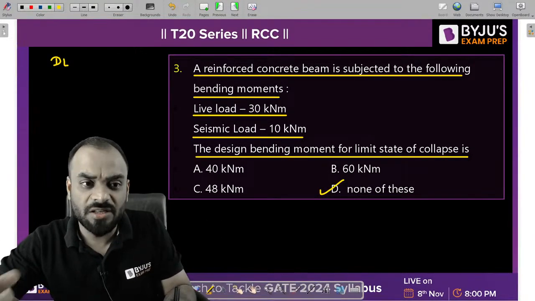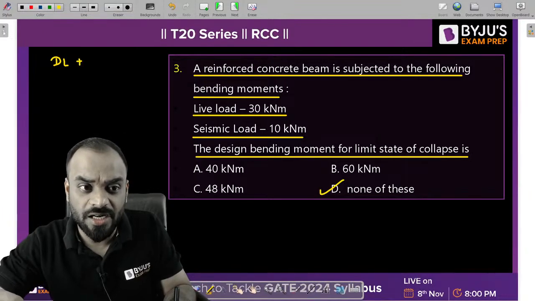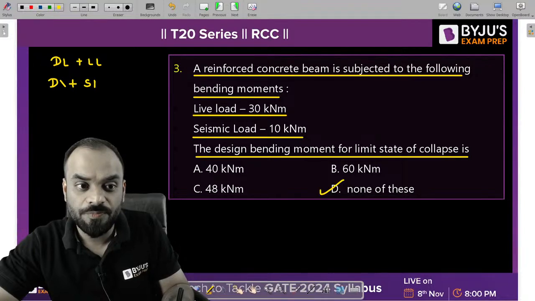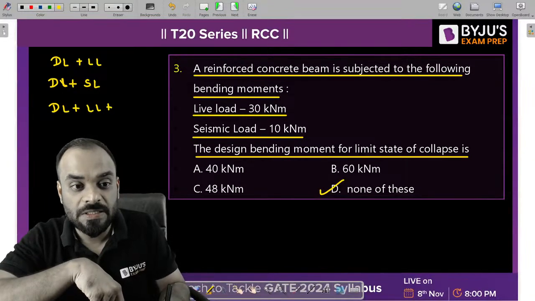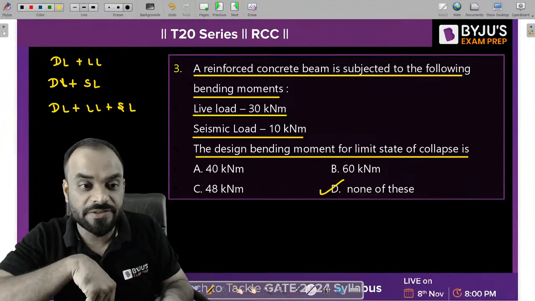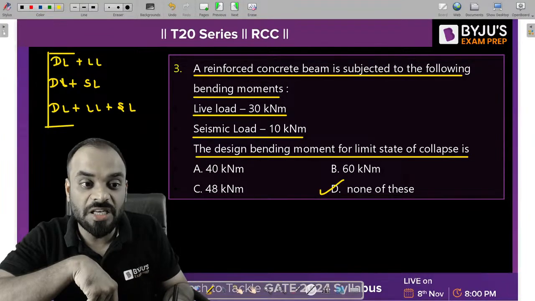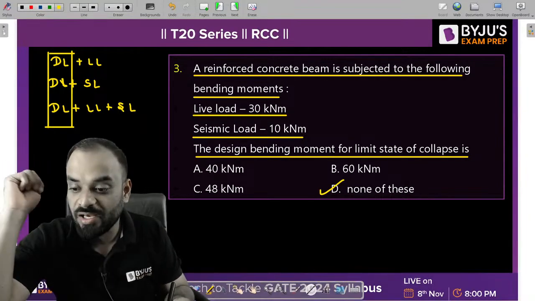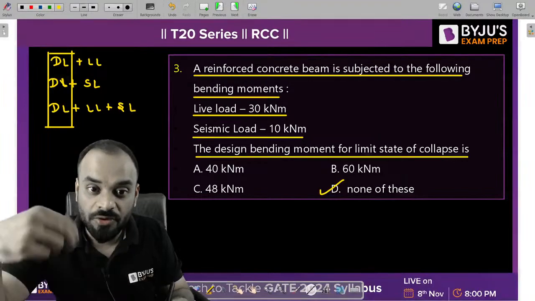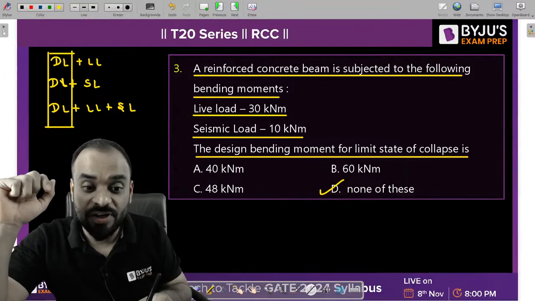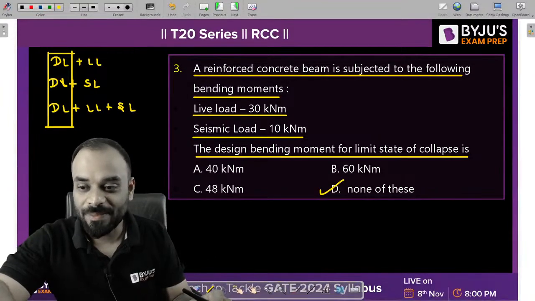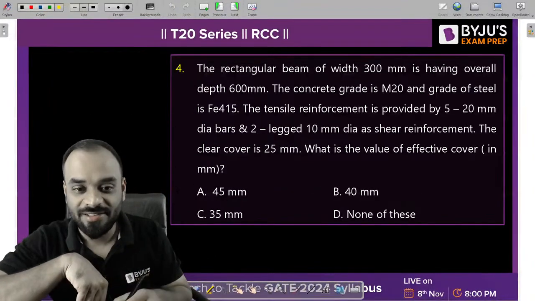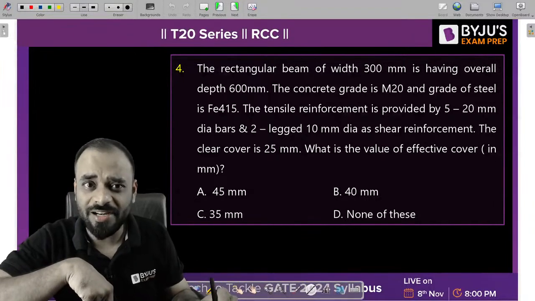So, guys, there can be some combination like this: dead load plus live load, or dead load plus seismic load, or dead load plus live load plus seismic load. So in this particular case, you are able to see the dead load is the minimum requirement to find out the design value of bending moment or design load value. That's why, guys, none of the combination can be correct, and that's why D is the correct answer for the problem, right? And it is a tricky one, right? Next question in front of you, kindly read it very well.